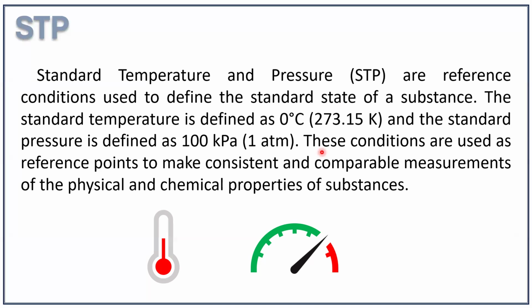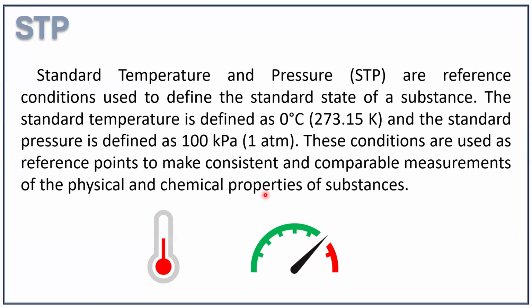So when I say STP, keep in mind that the temperature is 0 degrees Celsius, that is 273 Kelvin, and pressure is 1 atmosphere, that is 10 raised to 5 pascal. These conditions are used as reference points to make consistent and comparable measurements of the physical and chemical properties of substances. So, if we want to compare the state of different substances, the two substances should be in identical conditions.